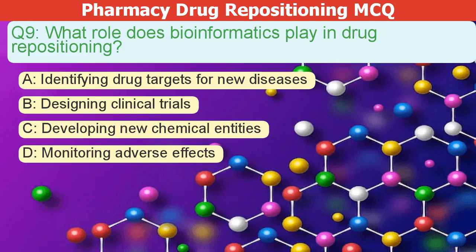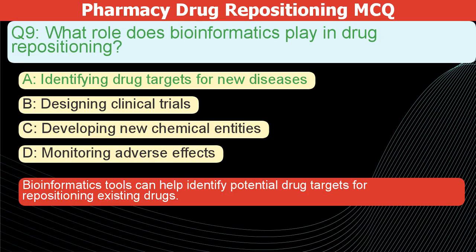What role does bioinformatics play in drug repositioning? A. Identifying drug targets for new diseases. B. Designing clinical trials. C. Developing new chemical entities. D. Monitoring adverse effects. The correct answer is A. Bioinformatics tools can help identify potential drug targets for repositioning existing drugs.